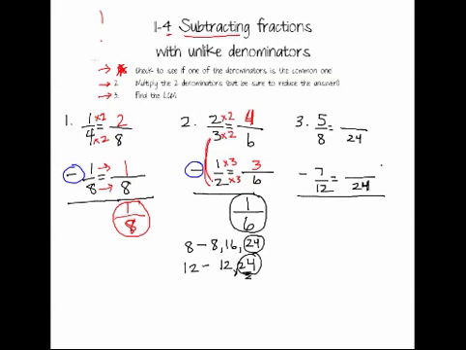Get back on there. All right, so now let's make equivalent fractions. 12 times what gave us 24? Well, 12 times 2. What you do to the bottom, you do to the top. So 7 times 2 is 14. And now let's fix this one. 8 times what gave us 24? 8 times 3. What you do to the bottom, you do to the top. And 5 times 3 is 15.